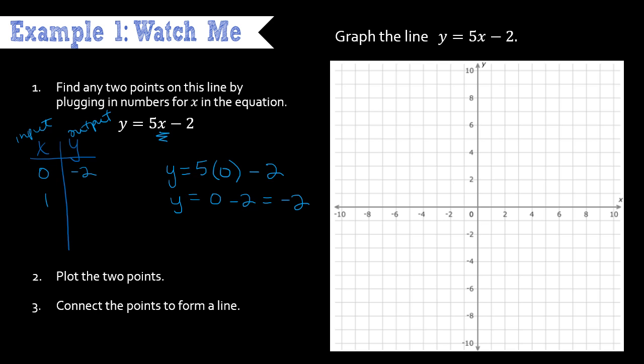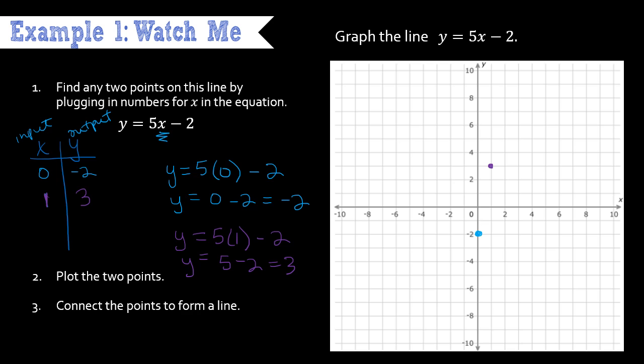And then I can come over here and graph the point 0 on the x-axis, and then -2, so down 2 on the y. There's my first point. Then I can go ahead and do the same thing. I'm just going to change my colors here just for sanity's sake so you can see this a little bit better. So then I'm going to have y equals 5 times 1 minus 2. And when I simplify that, I get 5 minus 2, or 3. So when x equals 1, my output is 3. So I go over 1 on the x-axis and then up 3.